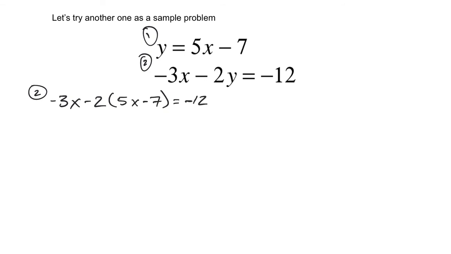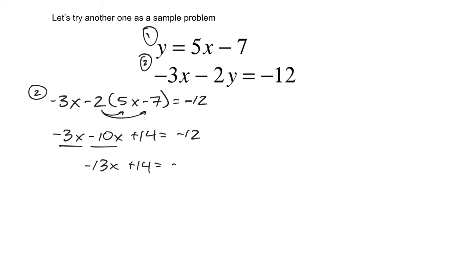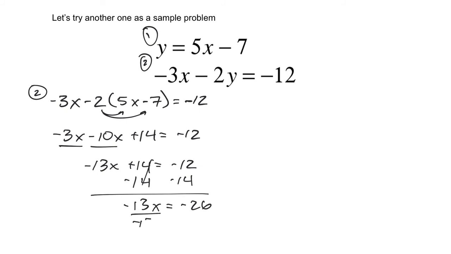Then I need to get rid of my parentheses, so I distribute negative 2 into the parentheses. This is what I get. I combine like terms: negative 13x plus 14 equals negative 12. I subtract 14 from both sides: negative 13x equals negative 26. Divide both sides by negative 13. x equals 2 again. Interesting.